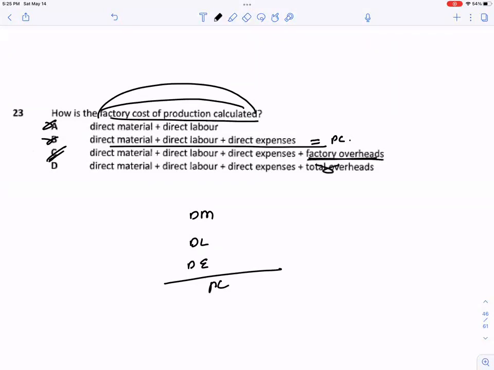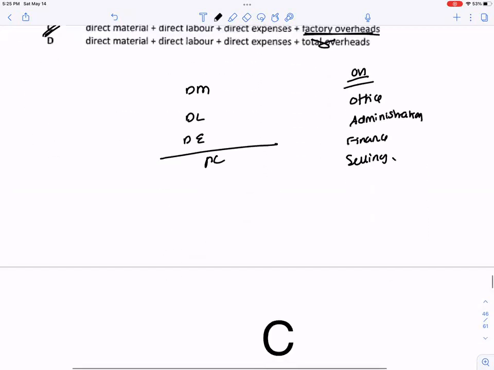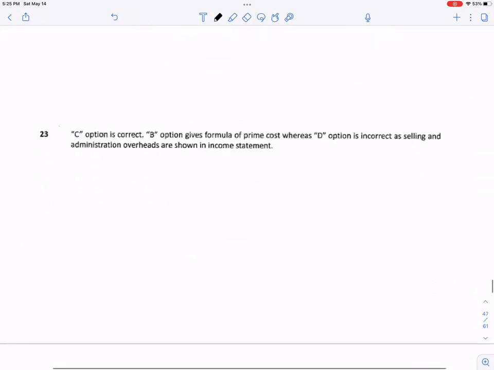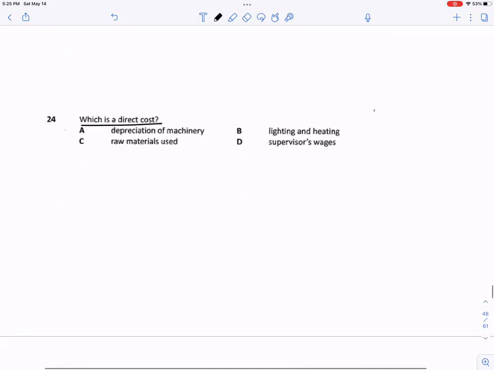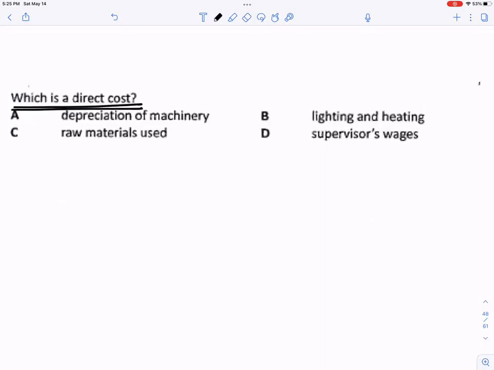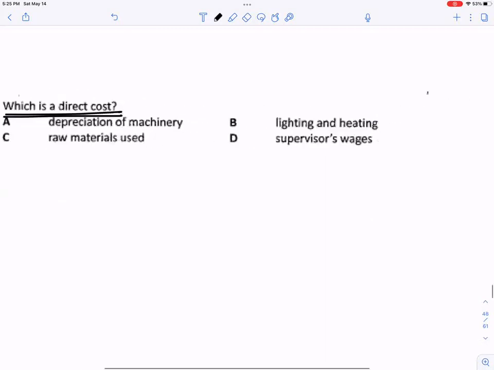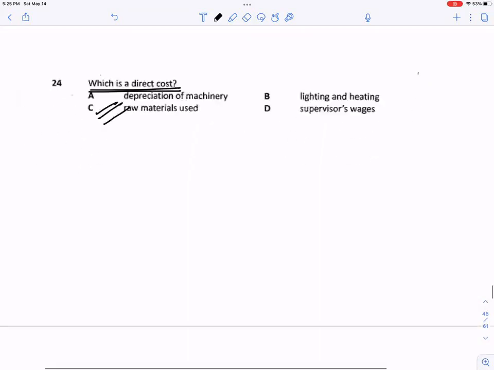It's not a total of overheads. Which overheads do we avoid? Office, administration, finance, and selling. These overheads we avoid. Come on, what is direct cost? Raw materials we have used to make the product. Now, Hassan, you answer.